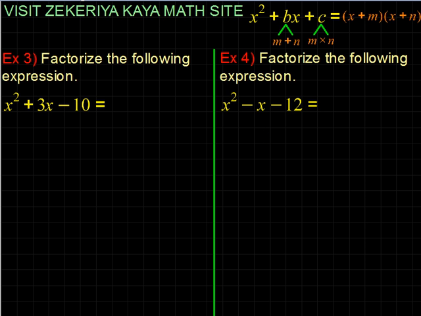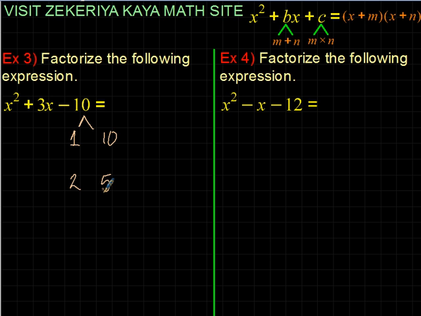In these two examples, the constant term is negative. So when I choose the numbers, I need to make one of them positive, the other negative. I need to make their signs different. For example, for example 3, to get 10, I can use 1 and 10. Also, I can use 2 and 5. 1 times 10 makes 10, 2 times 5 makes 10.